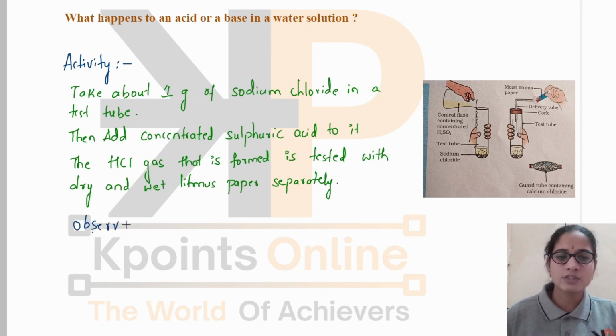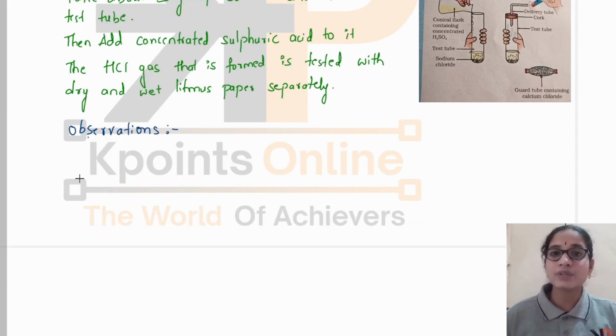What observation do we make here? Here we observe that wet litmus paper has changed its color from blue to red, showing that it is acid, whereas dry litmus paper has not shown any color change. Why? Because with dry litmus paper there is no dissociation of HCl gas into ions. HCl has not formed its respective ions with dry litmus paper.